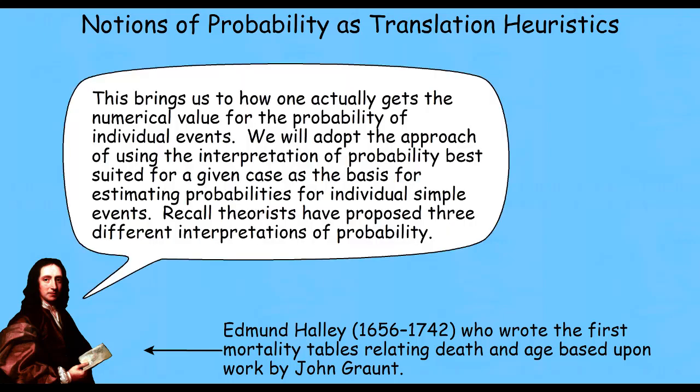So this brings us to how we actually get the numerical value for the probability of individual simple events. We're going to adopt a sort of pragmatic approach. We're going to use the interpretation of probability that is best suited for the given case that we're trying to work on. And we're going to use that interpretation as the basis for estimating the probabilities for our individual simple events. So recall that theorists have proposed 3 different interpretations, 3 ways of understanding probability or the likelihood of something going to happen.